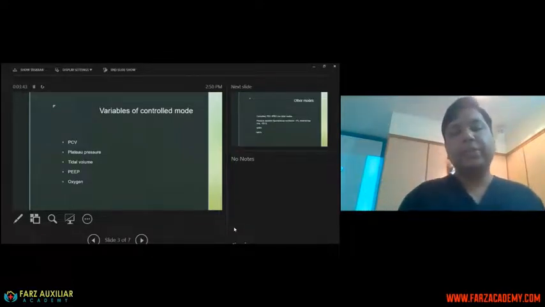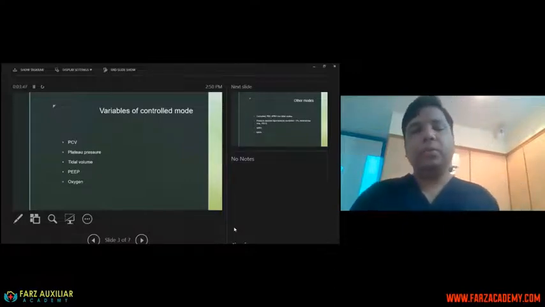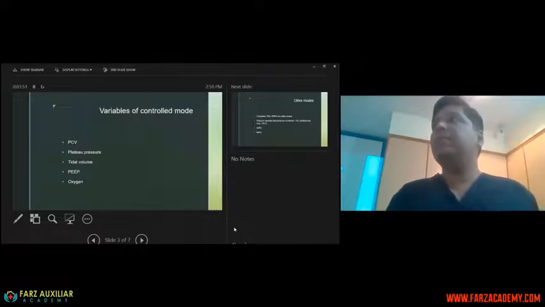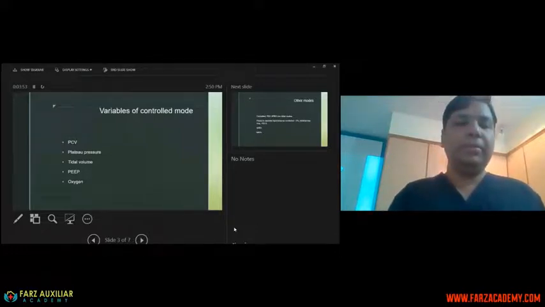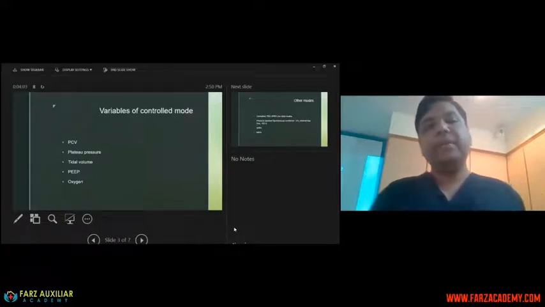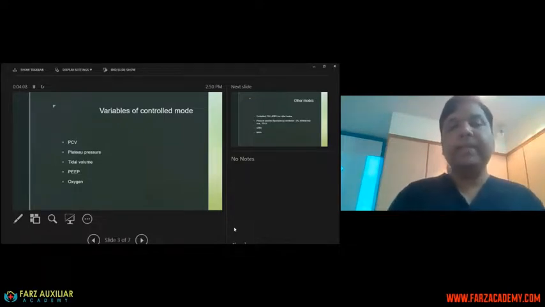PEEP set should be a little high, not less than 10. Across the world, most of the people set a PEEP of around 12 to 15 for an adult patient with a reasonable weight. The reason is because the whole purpose is not only to give lung rest, but also to keep the lung recruited. And that prevents atelectrauma.